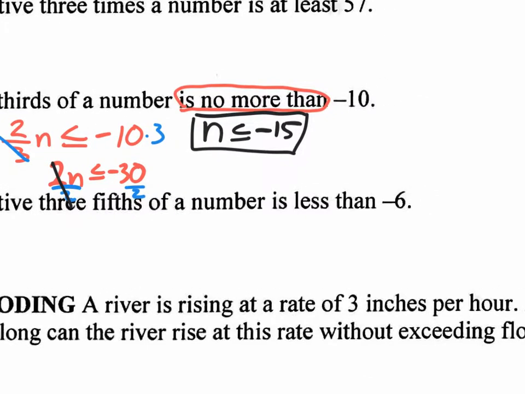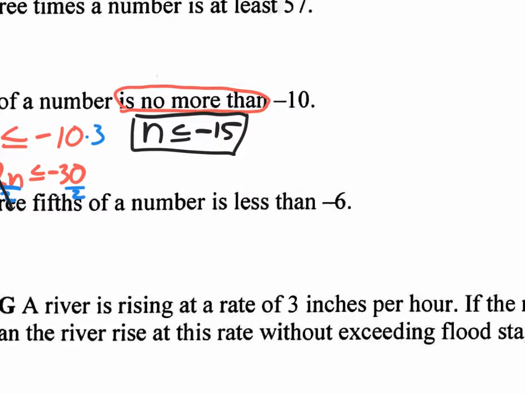Now, if you wanted to write that in the notation that might happen on a future multiple choice test, you are going to put the brackets, the n, and then n is less than or equal to -15. Close the bracket.